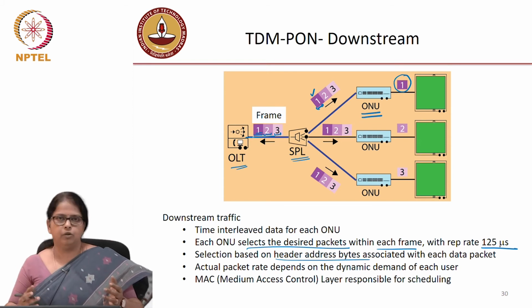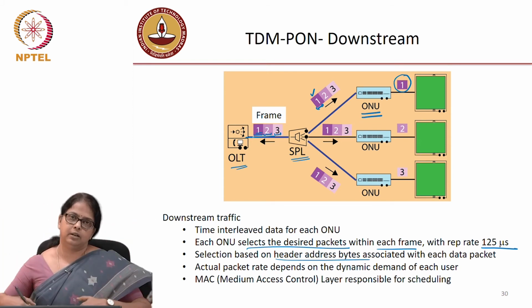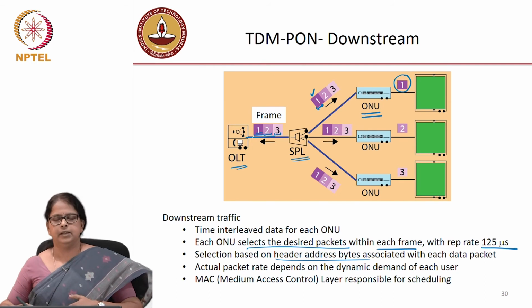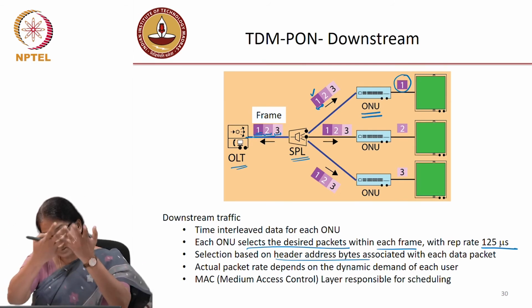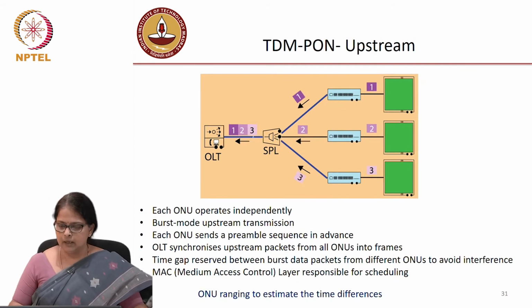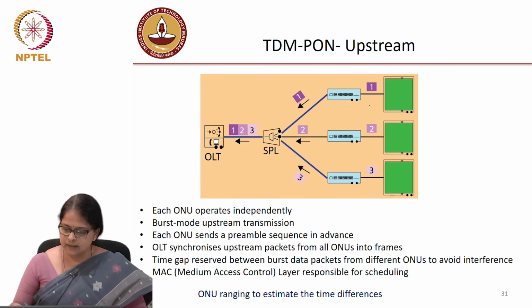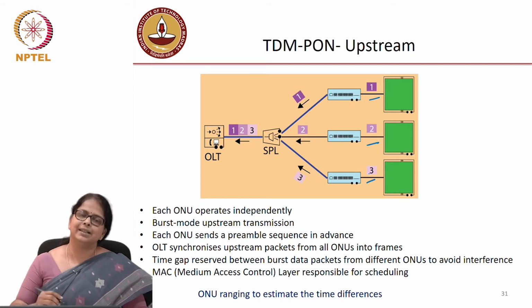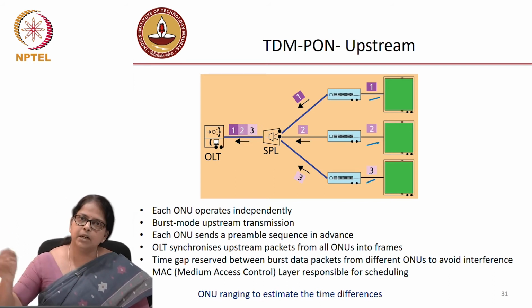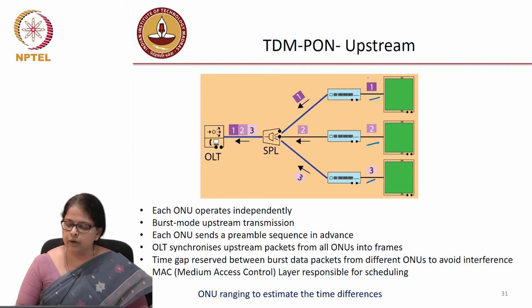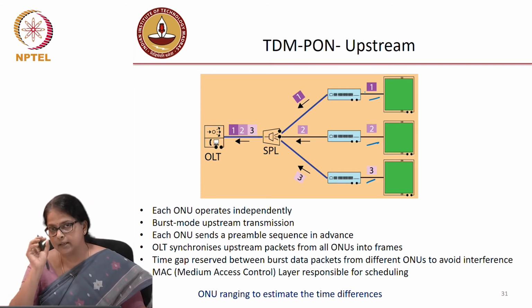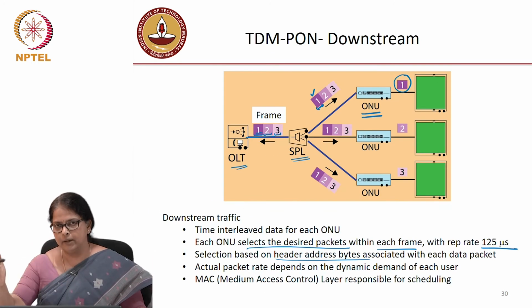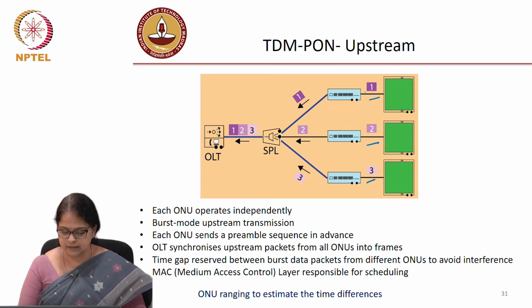This is something like, we are trying to get the information, downloading the information from the internet. What happens to the upstream traffic? Let's say we want to send some information into the network. Then what happens is each ONU now acts independently. It is like a burst mode transmission. So the ONU knows that it has to transmit at a given rate. So it will keep sending information at, in this particular case, 1/3 rate, right? So it will keep sending that information.